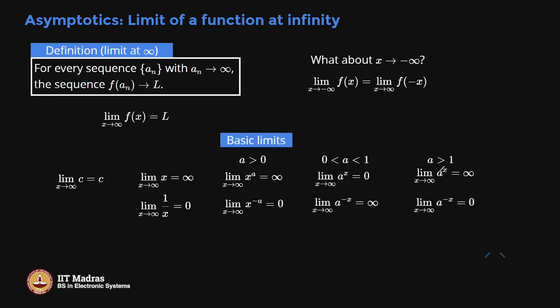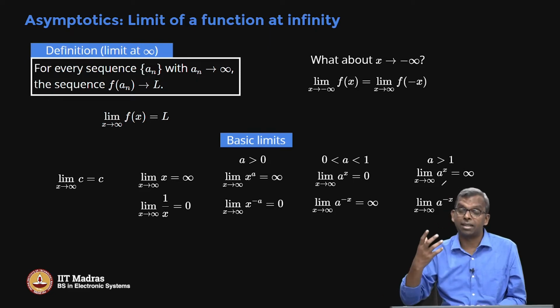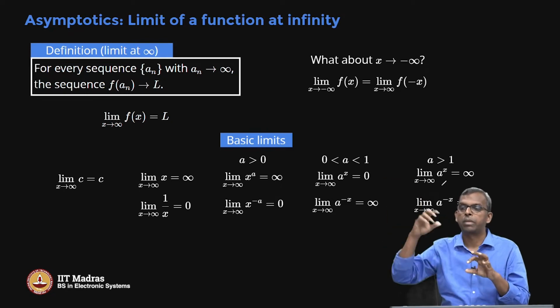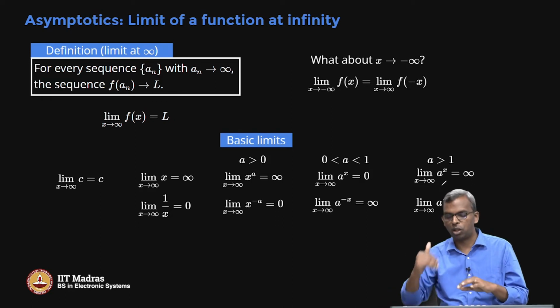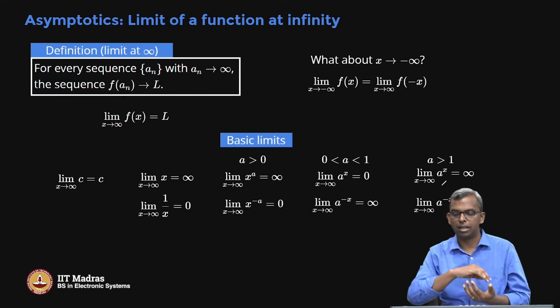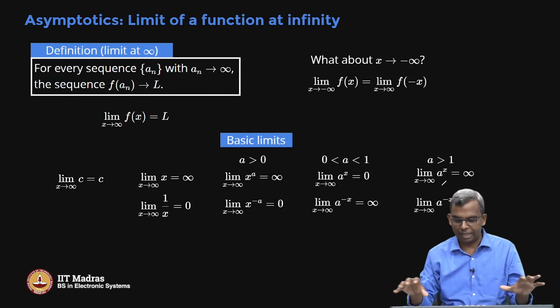Supposing you put a as 10 or something, 10 power x as x tends to infinity is infinity, 10 power minus x as x tends to infinity is 0. It just falls off to 0, just like the other plot. So these are our basic limits.